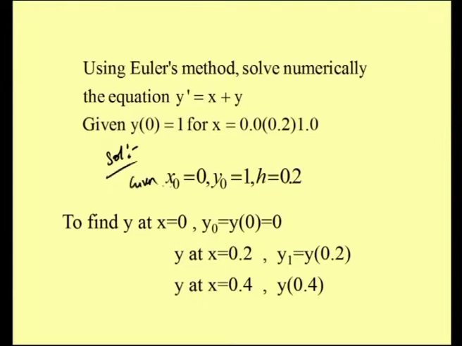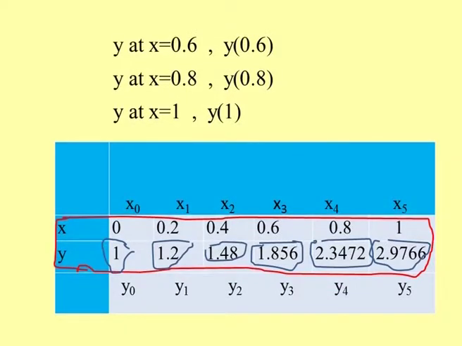So, the solution goes like this. Given x naught is equal to 0, y naught is 1. So, the inner value is x naught and outer value is y naught. So, x naught is 0, y naught is 1 and the difference h is given to be equal to 0.2. y naught is y of 0, and we have to find out y at x is equal to 0.2. This is the next value of x, because h is 0.2 equally spaced, and y1 is y of 0.2. Next we have to find out y at x is equal to 0.4, that is y of 0.4. Likewise, we have to find out these 5 values.